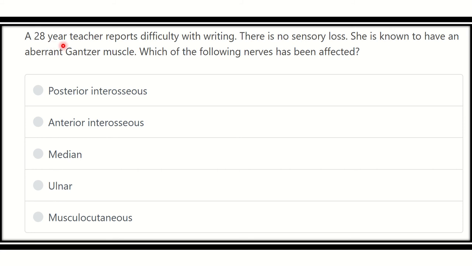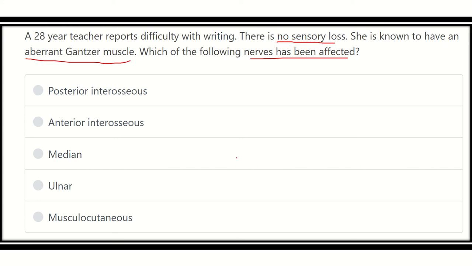A 28-year-old teacher reports difficulty with writing. There is no sensory loss. She is known to have an aberrant Gantzer muscle. Which of the following nerves has been affected? So here, a 28-year-old teacher reports difficulty with writing, but there is no sensory loss, and she is known to have an aberrant Gantzer muscle. Which of the following nerves will be affected?